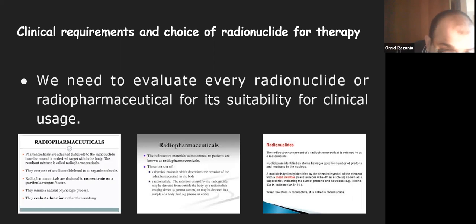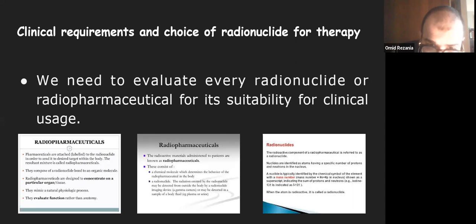The radiopharmaceuticals with the radionuclide become radiopharmaceuticals. They are composed of a radionuclide bound to organic molecules. Radiopharmaceuticals are designed to concentrate on a particular organ. They mimic a natural physiologic process. They evaluate function rather than anatomy.